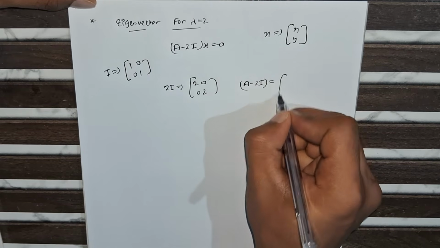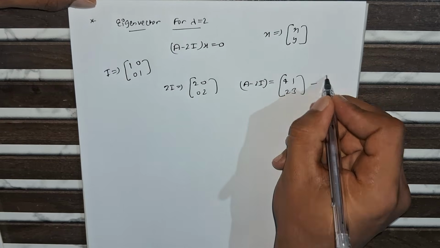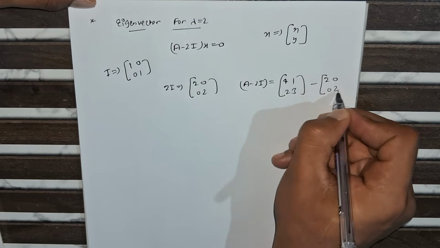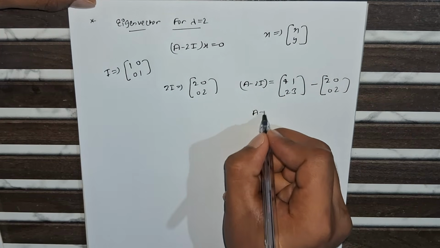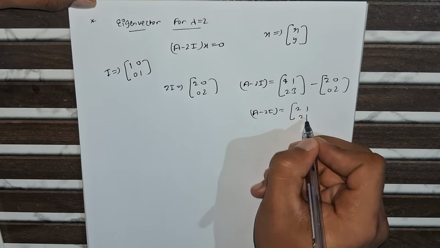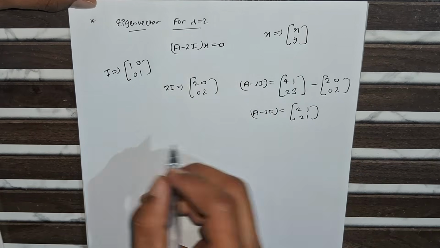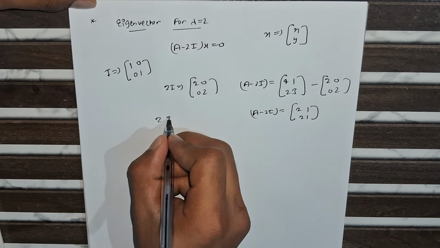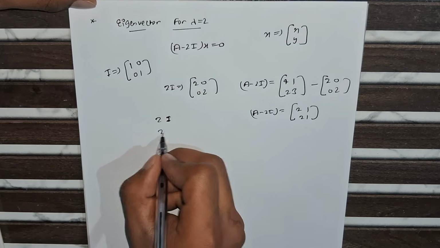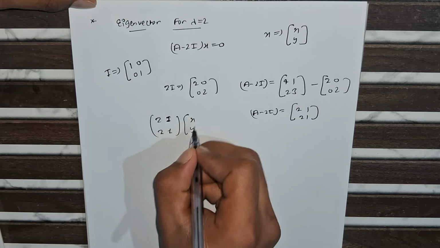What is the value of A? Which is nothing but 4 1 2 3 minus 2 0 0 2. When you subtract, A minus 2I equals 2 1 2 1. Now we have to multiply this matrix by x. So 2 1, 2 1 multiplied by x y equals 0.